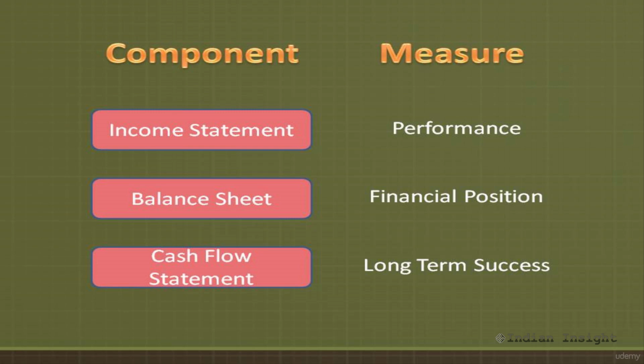By looking at the balance sheet, you get to see what the company has achieved over the period of its existence. So by looking at the balance sheet, you can have a fair knowledge of the financial position of the company. Now cash flow statement is another important component of the financial statements.